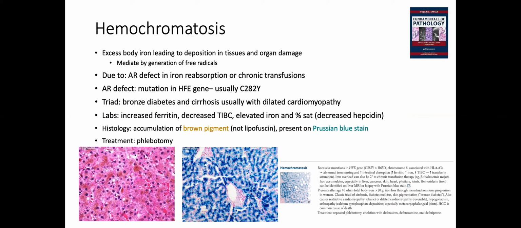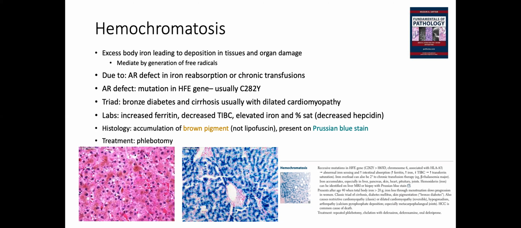So hemochromatosis, remember, it's that extra iron in the body. It's a mutation of the HFE gene, usually the C282Y. They've got that triad of bronze diabetes and cirrhosis, and sometimes develop a dilated cardiomyopathy. So the labs are going to be increased ferritin, decreased iron storage capacity, and increased iron and increased saturation because of a decreased hepcidin.